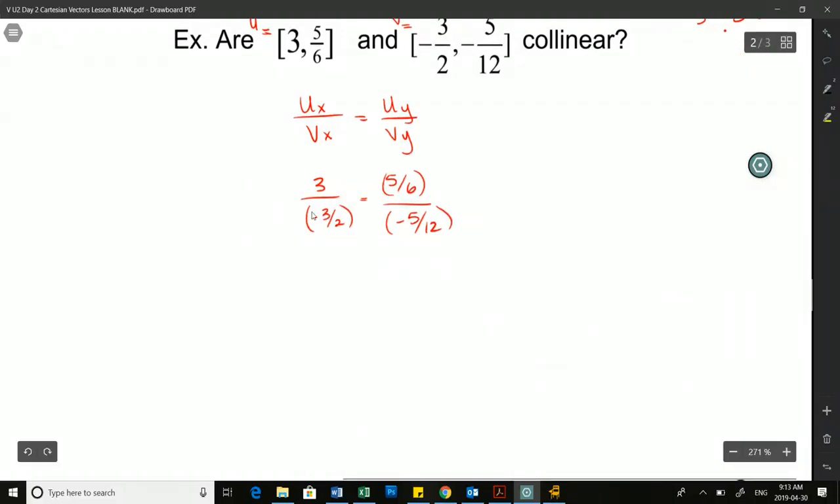If you calculate the one on the left, you'll flip and multiply, the 3's will cancel, and you'll be left with negative 2. Again, flip and multiply, the 5's cancel, you have 12 divided by 6, and you get negative 2. You can also just put it into your calculator, which is totally fine. So yes, they are collinear.